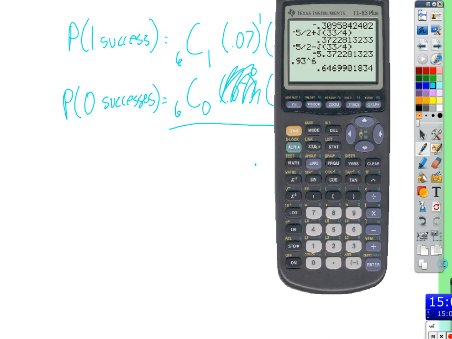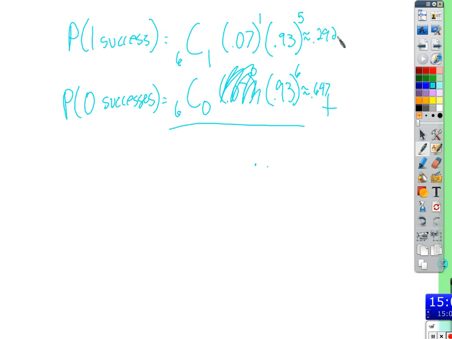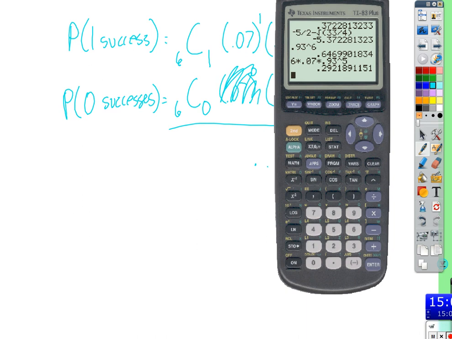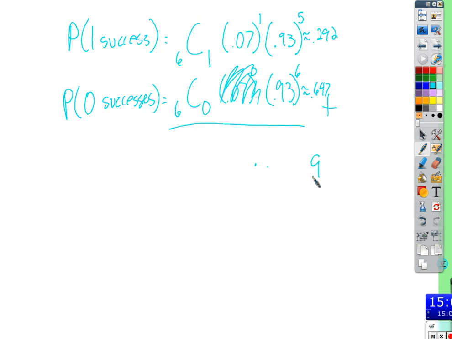You can do 6C1 right here. If you wanted to, I know it's going to come out to be 6. So just do 6 times 0.07 to the first, times 0.93 to the fifth, 0.292. And add these together, 0.292 plus 0.607. So it is 94% likely. So no more than one, that means the only allowable number of returns is zero or one, and we want to find the probability of each and add together.